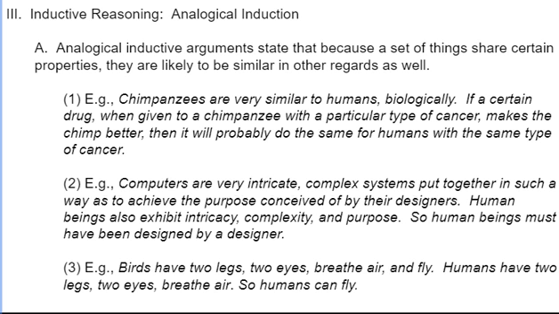But what they all have in common is that they are making comparisons between cases, right? Saying, well, this has these features and this special feature. This over here has all these features, just like this one does. Therefore, it probably has that feature as well. Right? That's how these arguments work.